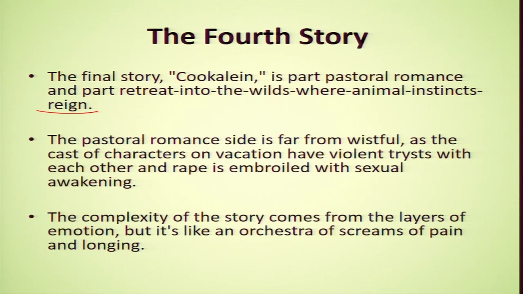So in the final story, the pastoral romance side is far from wistful, as the cast of characters on vacation have violent trysts with each other, and rape is embroiled with sexual awakening. The complexity of the story comes from the layers of emotion, but it's like an orchestra of screams of pain and longing.